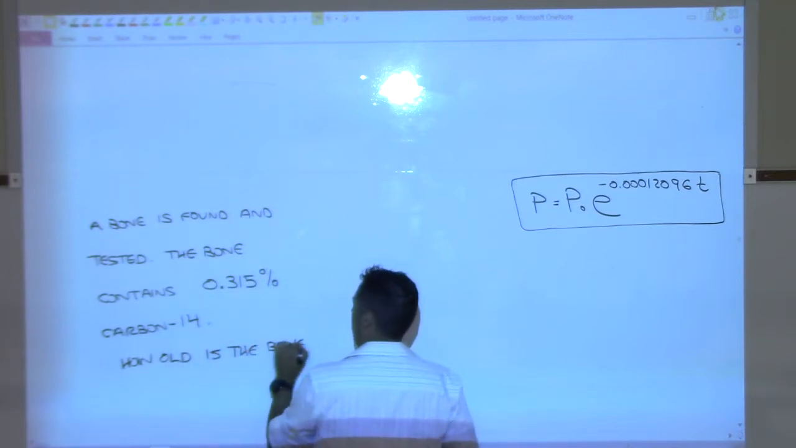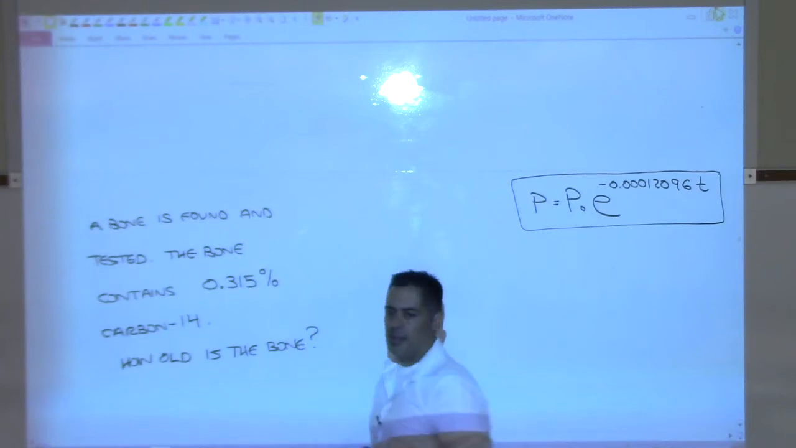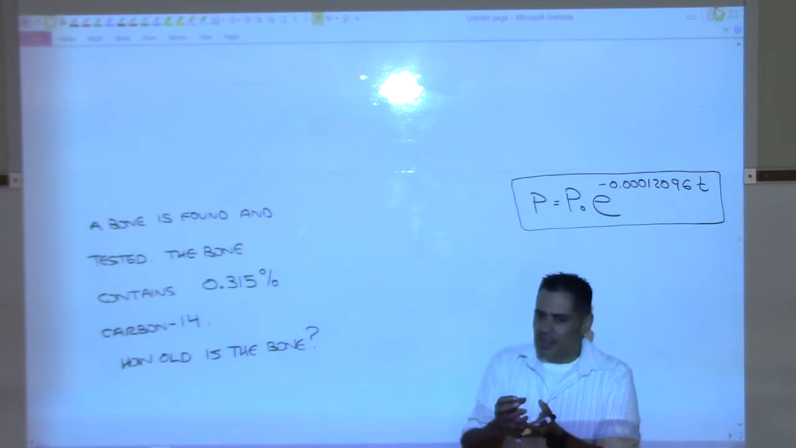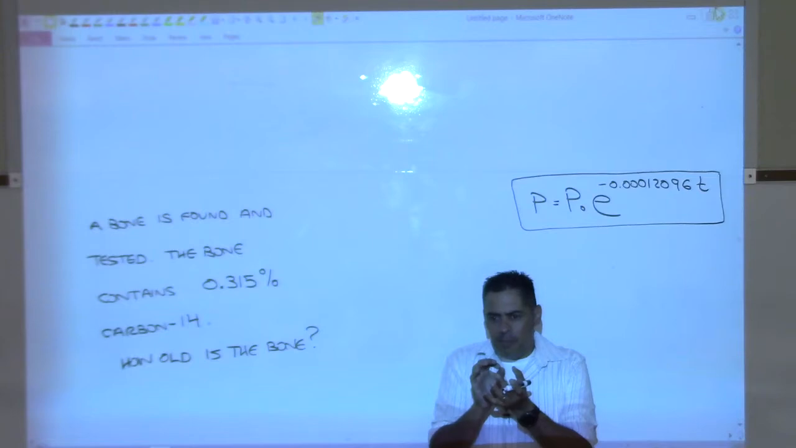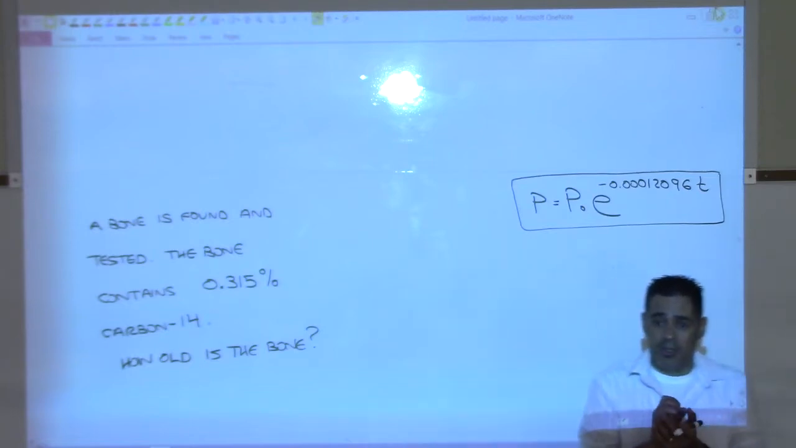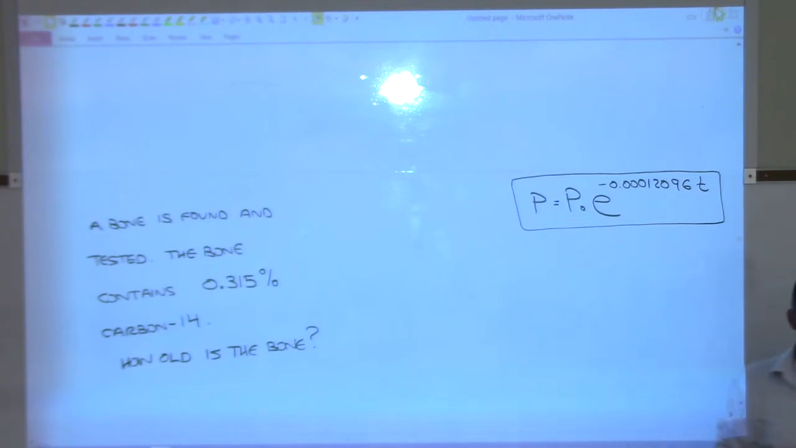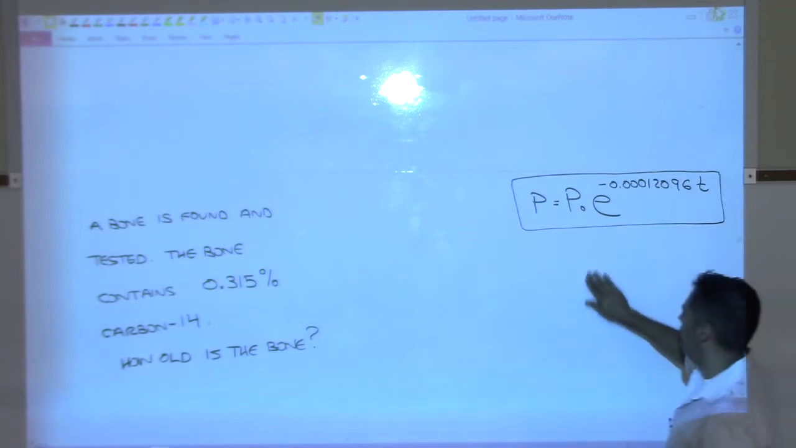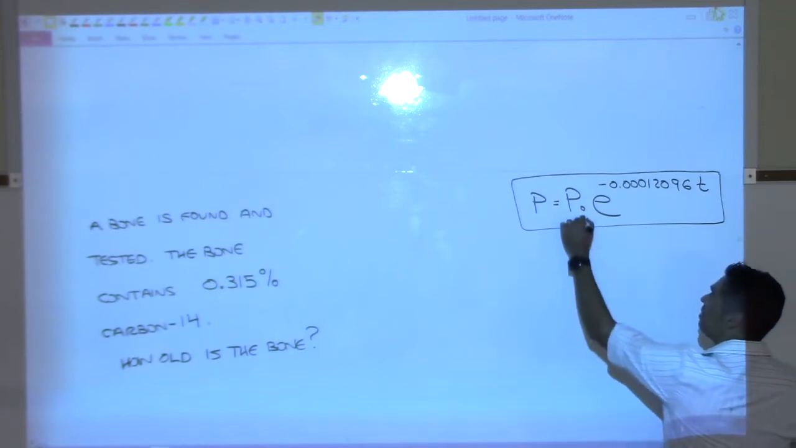So it's kind of like they tested the bone like salt, right? They said, oh, look at this concentration, just a little bit of carbon-14 in here. Very small percentage of it is carbon-14. So from that, can we determine how old the bone is? All right, so here's our formula. The tricky part is, how much was there to start?